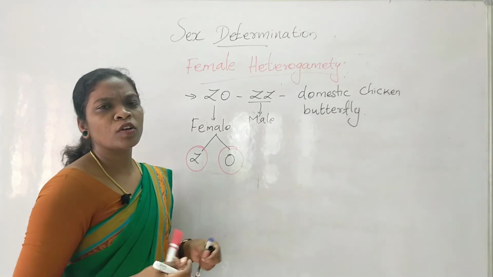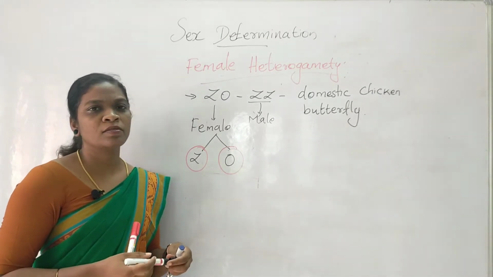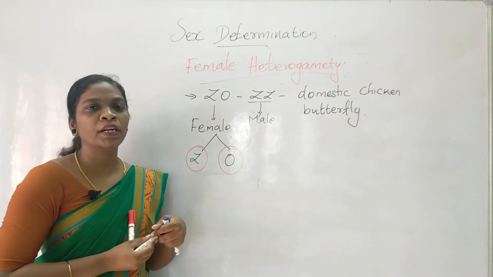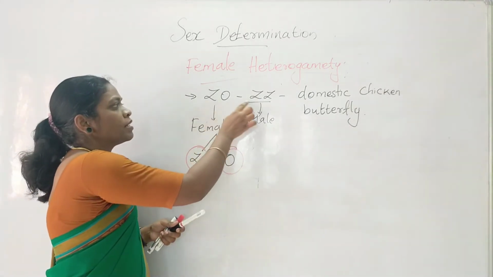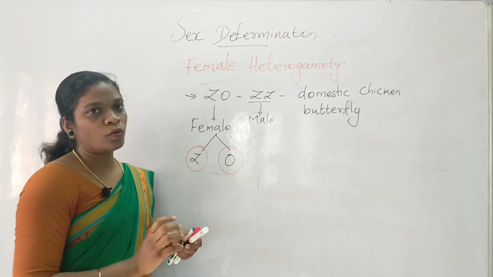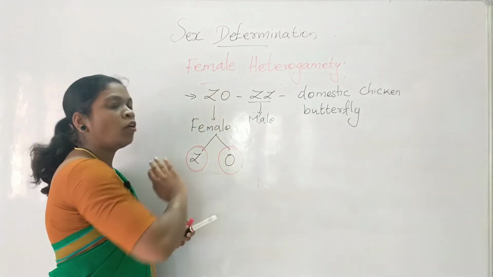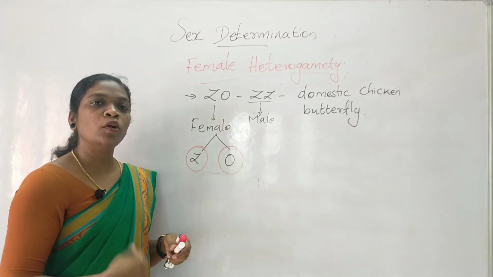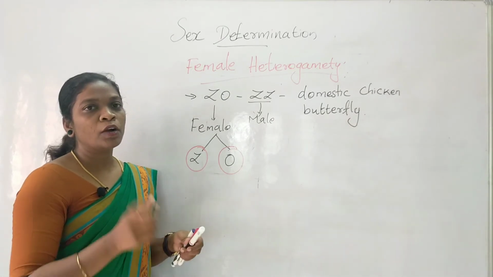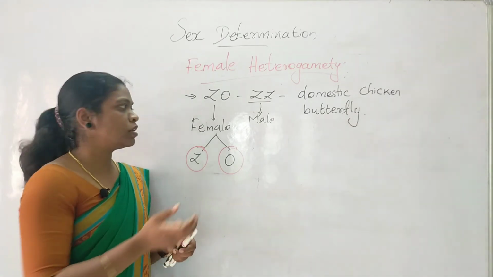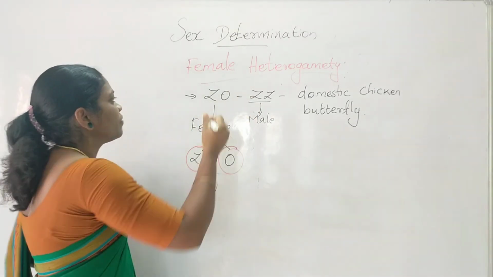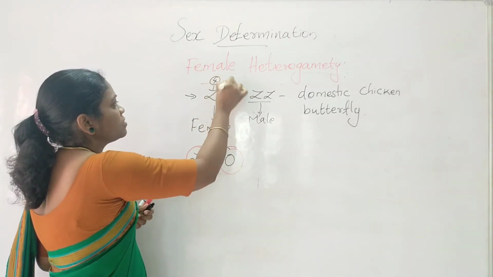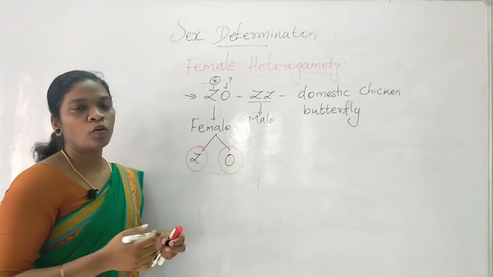We used to learn about sex chromosomes with X and Y only, using those alphabets to determine the sex chromosome. But here we are using Z and O to avoid confusion, because here the male will also exhibit heterogamety and the female will also exhibit heterogamety. To differentiate and avoid confusion, we are using other alphabets instead of X and Y. Instead of X, we are using Z. Instead of Y, we are using O.